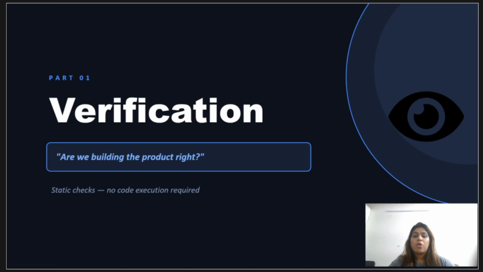Let's go deep on verification. The question: are we building the product right? Verification is what we call static testing. We examine and review the work products without running the software. We're reading the documents, reviewing the design, inspecting the code, no execution needed.